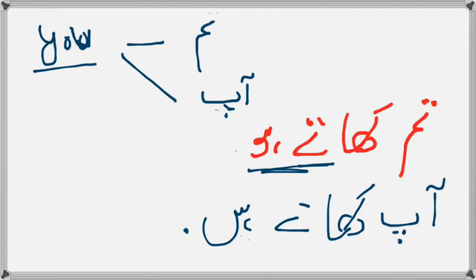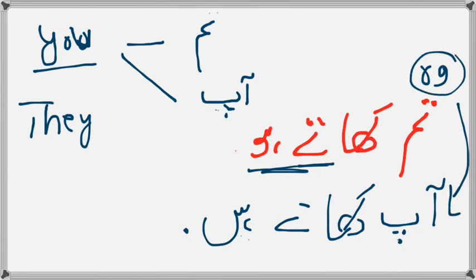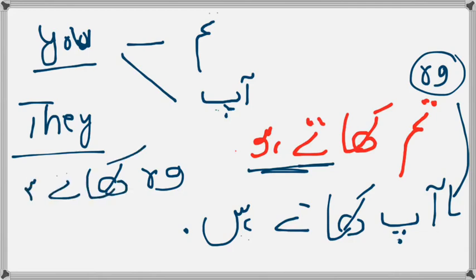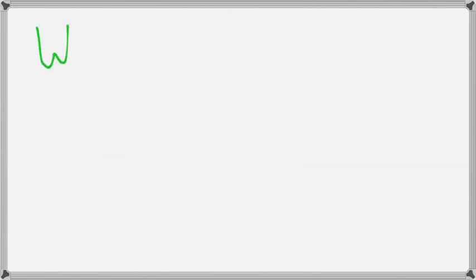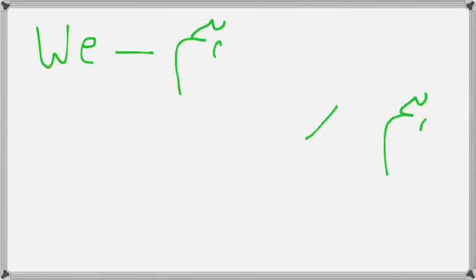Similarly, for them or they, we use वो खाते हैं, वो खाते हैं for plural. And for us, हम. We eat, हम खाते हैं.